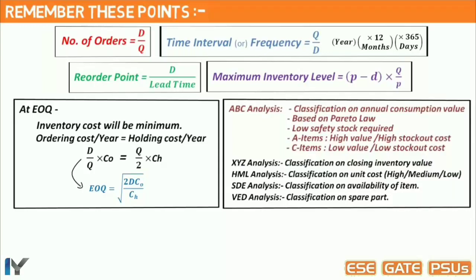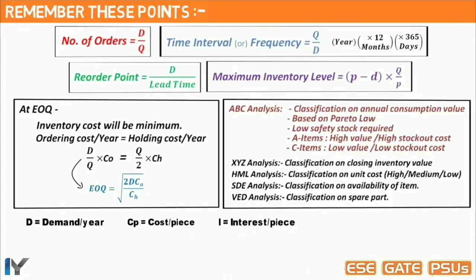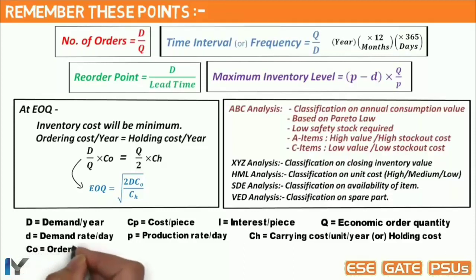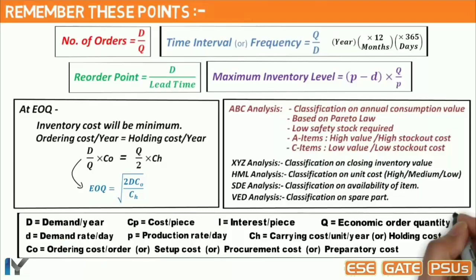Now let's see the notations which I have used. D is demand of items per year, CP is cost per piece, and I is interest on per piece. Multiply CP and I to get holding cost if not given. Then Q is economic order quantity, small d is demand rate per day and small p is production rate per day. Both are required to find EOQ for the second model having continuous supply and continuous consumption. CH is carrying cost per unit per year or holding cost per unit per year. CO is ordering cost per order or setup cost or procurement cost or can be called preparatory cost. So be careful with units of these notations.